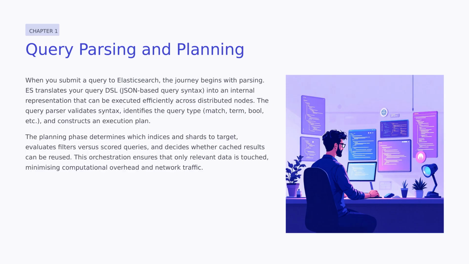Moving into the planning phase, decisions are made on which indices and shards to target, the balance between filters and scored queries, and the potential reuse of cached results. This meticulous orchestration ensures minimal computational overhead and network traffic by interacting solely with pertinent data. In essence, meticulous query parsing and planning set the stage for streamlined and effective Elasticsearch queries.